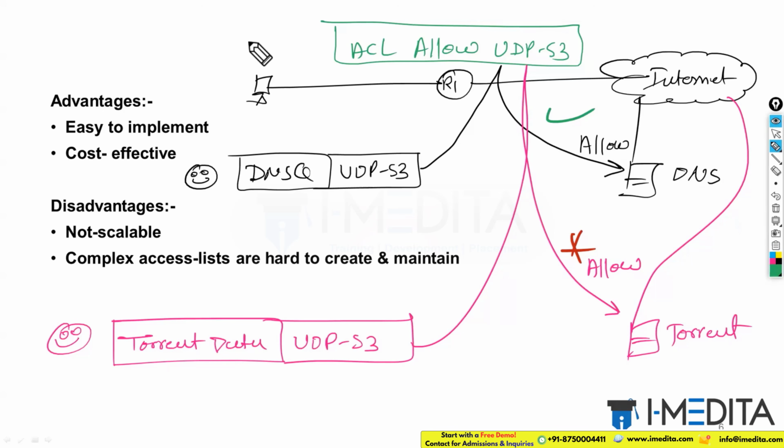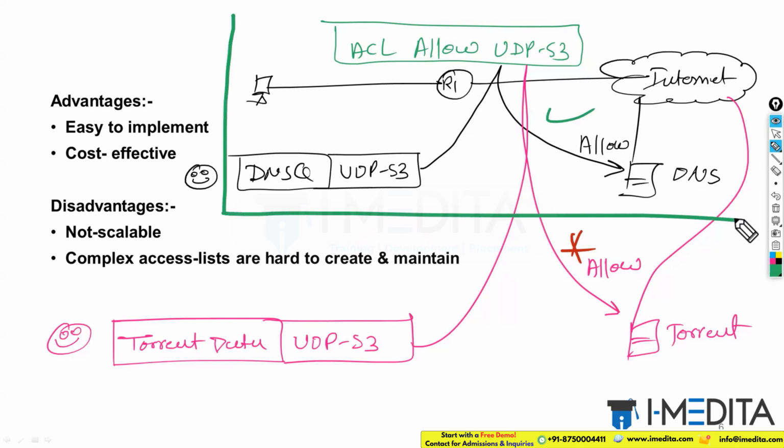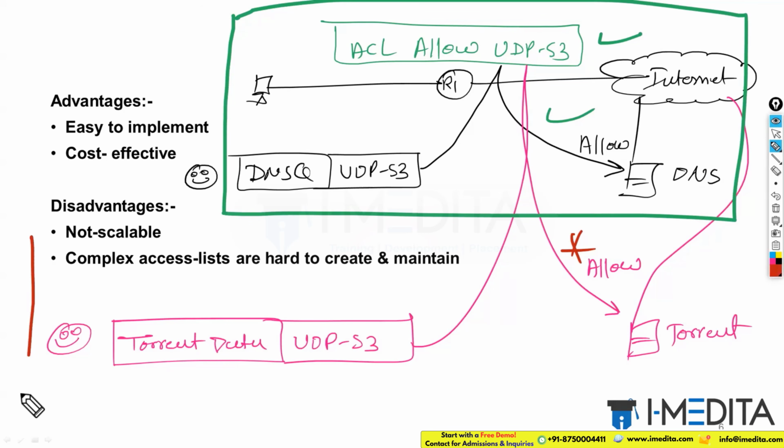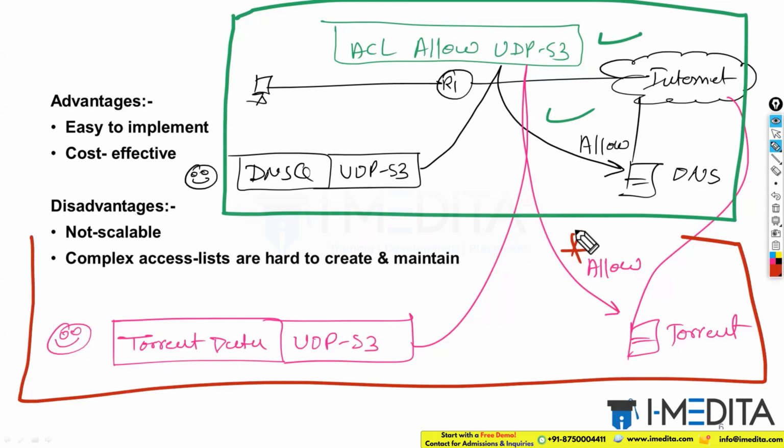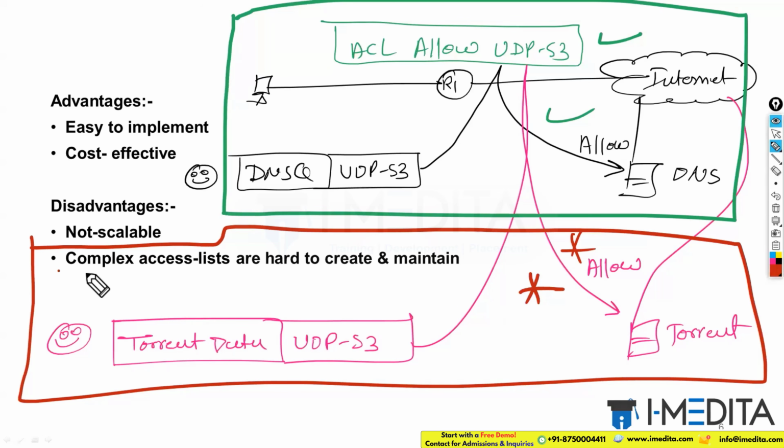So with the help of ACL, if you want to create such kind of ACL that when a DNS request is going at 53, that should be allowed. And if a torrent request, packet or traffic is going at 53, that should be denied. A complex access list like this we can't create, that at UDP 53, torrent should not be allowed. So this is the disadvantage of packet filtering.